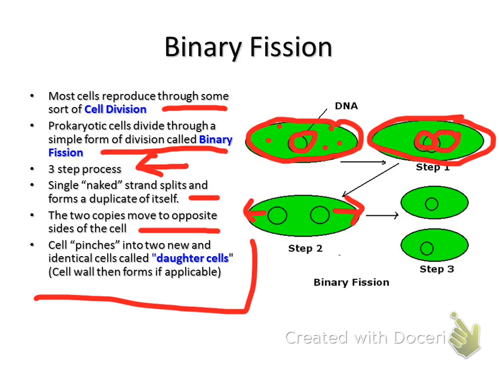Last step, cell pinches into 2 new identical cells called daughter cells, just like we learned last week. So here's one, here's the second one. They're identical because they have the same DNA inside. So it's the same goal that we learned last week. We want to end up with 2 identical cells with the same DNA.